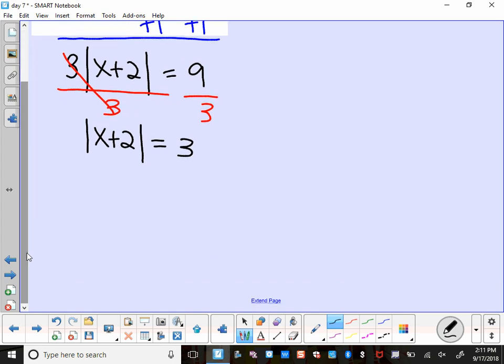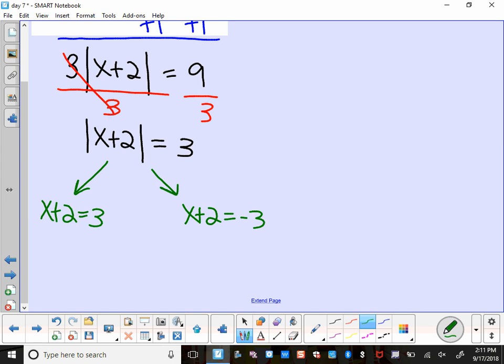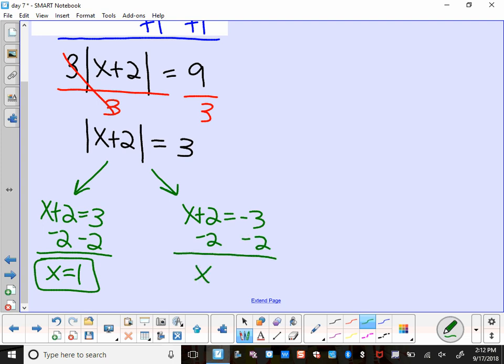Are you guys good getting here? Yes? My first equation is x plus 2 equals 3. My second equation is x plus 2 equals negative 3. Subtract 2: x equals 1. Subtract 2, so that x equals -5.